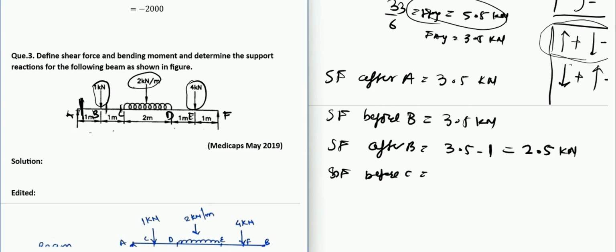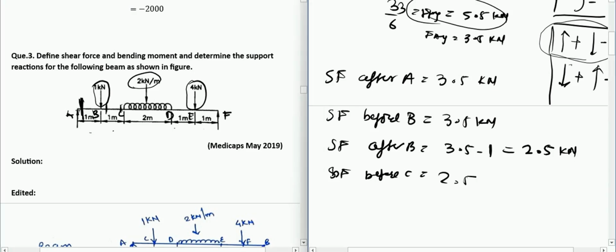It was 2.5 here, and after that there is a UDL. So there will be a linear variation, or the force will gradually decrease because of this gradual downward force, which is 2 kilonewton per meter. So it will gradually decrease up to D. So let us calculate the shear force before D now.